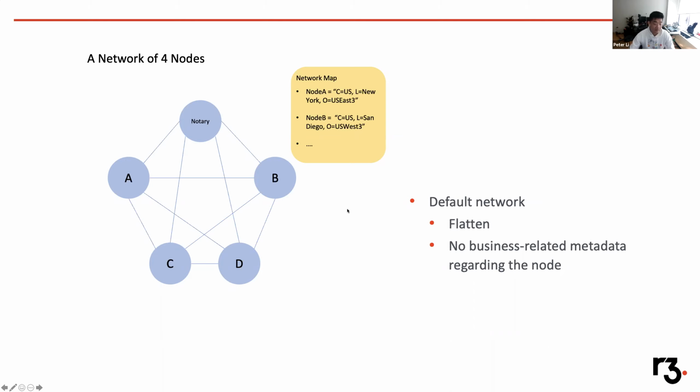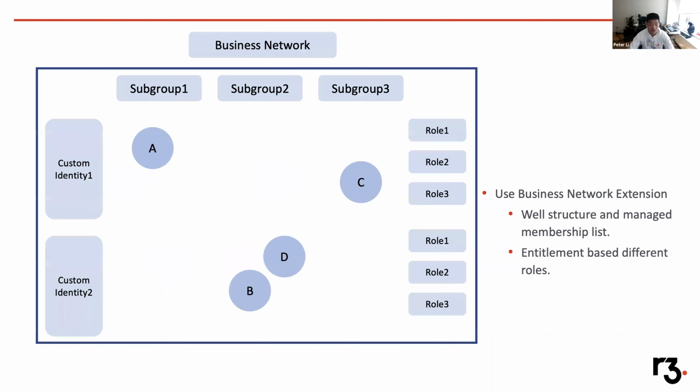So that's the default network. In a small scenario, where everybody knows each other and everything is packed, it's perfect. You don't need to worry about other stuff. But in a bigger network, you will experience the problem that I was explaining earlier. So with the business network extension, the governor is going to create a business network. And inside of the network, you're going to have different groups: subgroup 1, subgroup 2, and then subgroup 3.